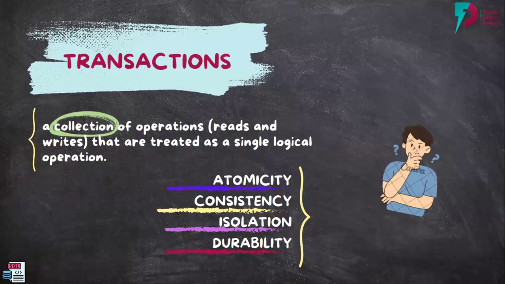So number one, note this down. Atomicity simply means that all queries in a transaction must succeed for the transaction to complete. Okay, I'll repeat. It simply means that all queries in a transaction must succeed for the transaction to complete. If by any chance one query fails, the entire transaction fails.